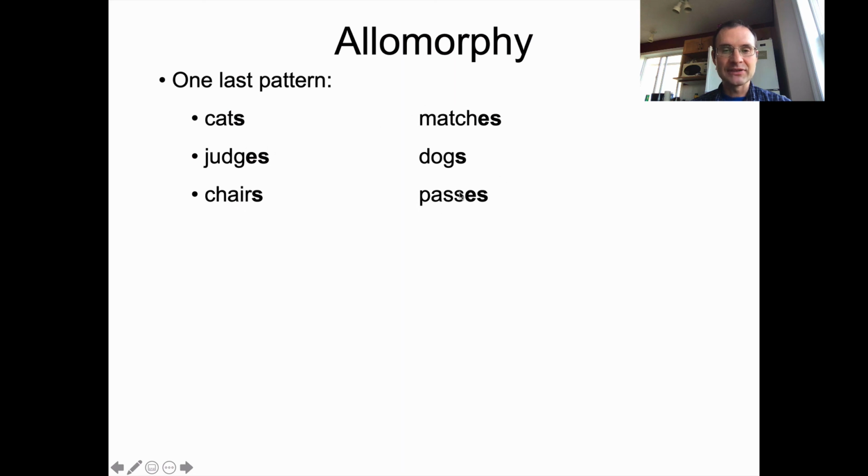Matches, judges, and passes. Well, based on the last pattern we saw, you might have already inferred the pattern here, but it's based on what sounds these words end in and how similar they are to the S that forms the plural morpheme in English. So match ends in a ch, judge ends in a j, pass ends in an s. These are all what are called sibilant sounds, and it's not quite as easy to find those phonetically as it is a T or a D, but ch, j, and sh are sounds that make a lot of high frequency noise towards the front of your mouth, like s, and they're called sibilant for that reason.